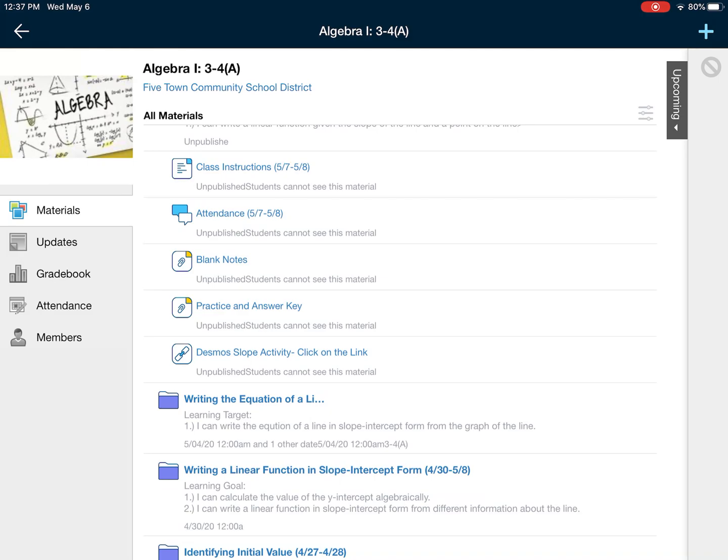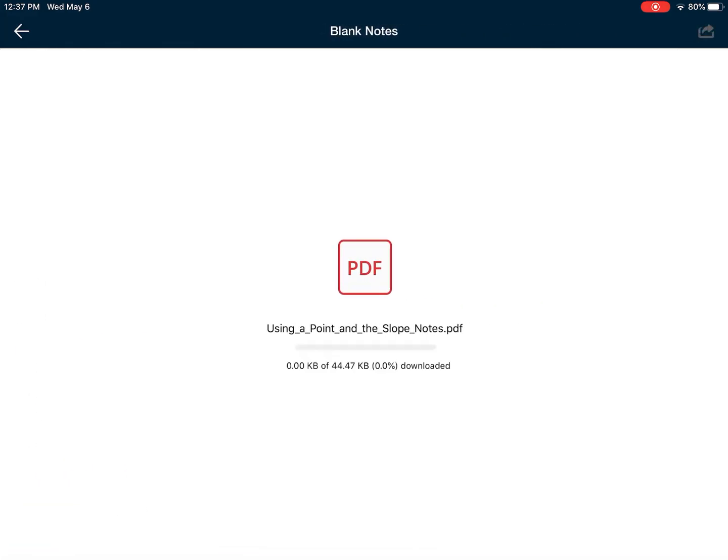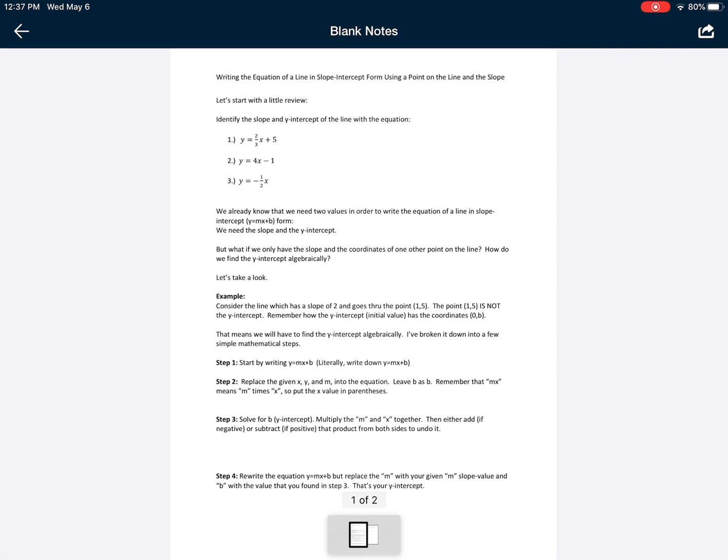You'll see in there our class instructions and the discussion board. But what I want you to do is click on the blank notes, and have those available either on the side, or if you can print them out, that's great, but you don't have to, or open up Notability while you watch the video and follow along, okay? So this is what they look like today. I'm just going to go over those in a couple minutes.